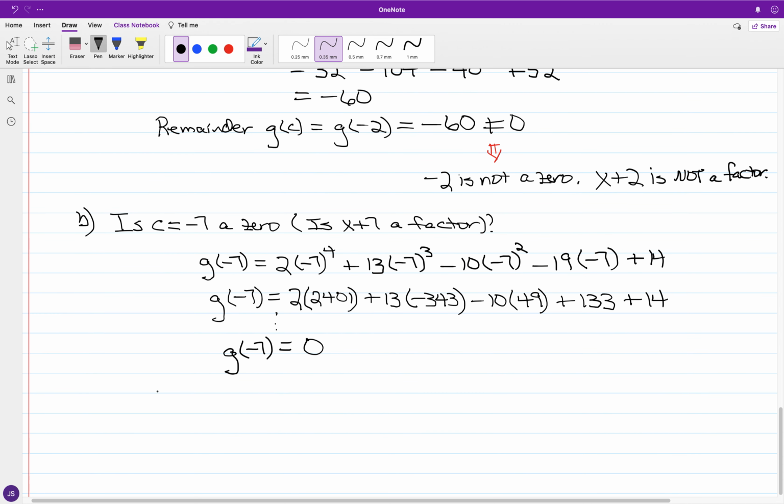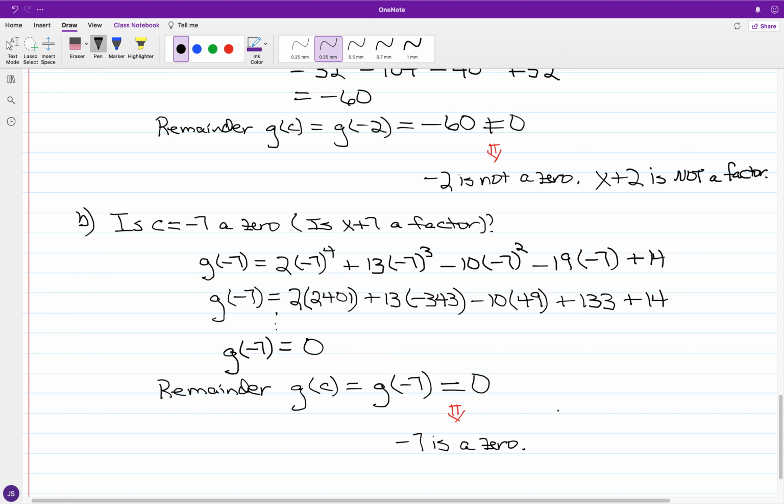So for part B, for the remainder, g of c is equal to g of -7. So this is equal to 0, and because the remainder is equal to 0, it follows that -7 is a 0. And at the same token, x plus 7 is a factor of g of x.